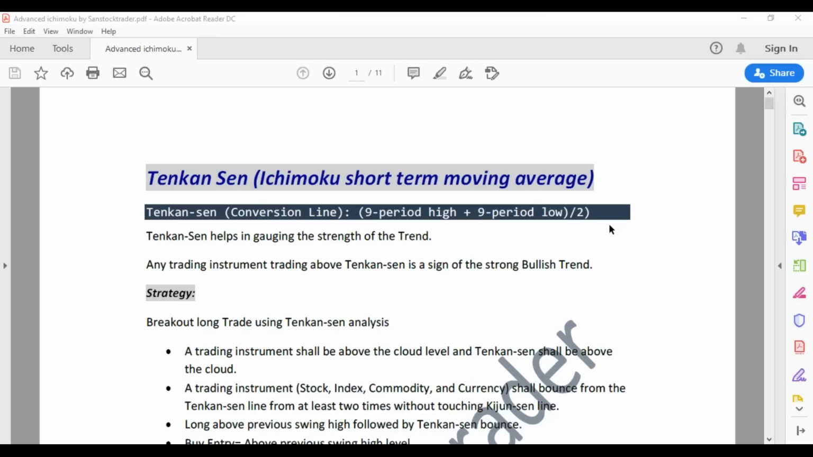First of all, let me tell you, though Ichimoku is considered an indicator, I believe it is not just an indicator. It is a complete system. And in this webinar, we will explore this complete system. When I say system, that means it is completely different from a normal discretionary approach to trading.